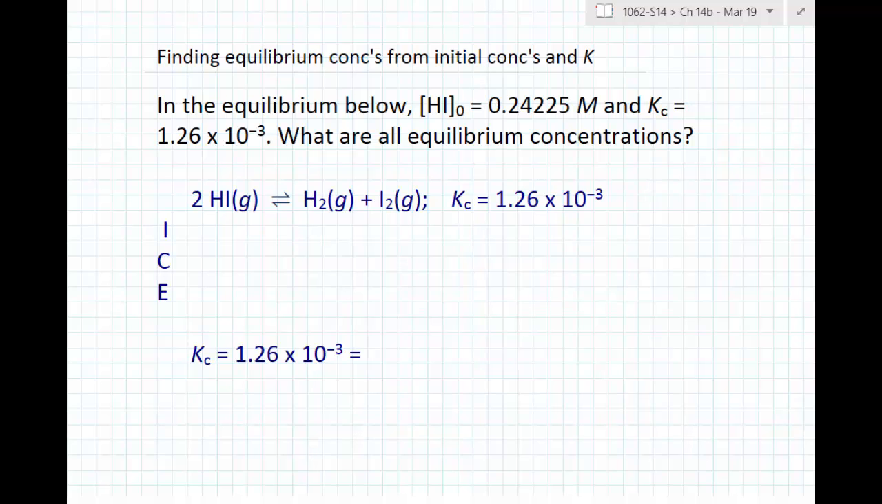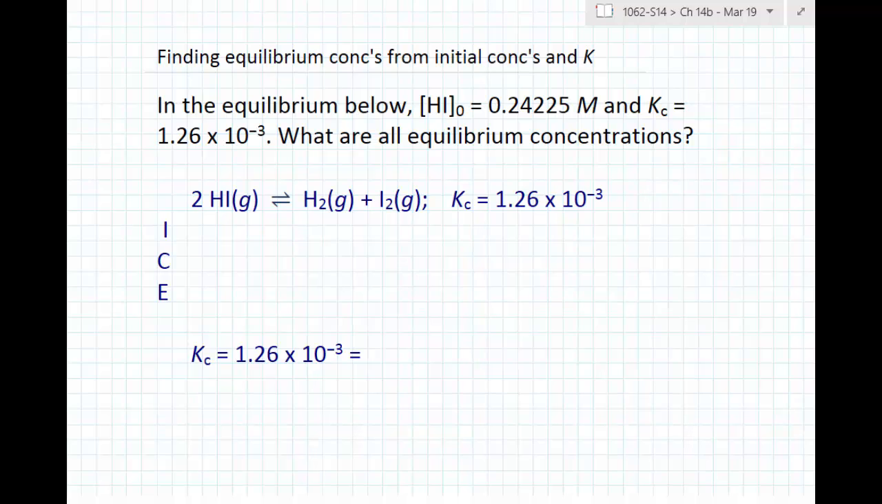I've given you the equilibrium constant, Kc equals 1.26 times 10 to the minus 3. There are lots of reactions with known equilibrium constants. Somebody probably calculated it the way we did in class last time. Some of them you can look up in books.